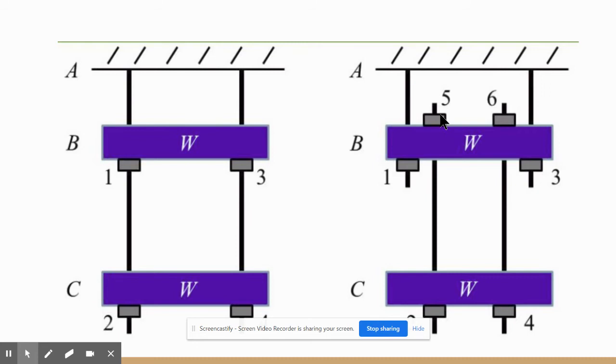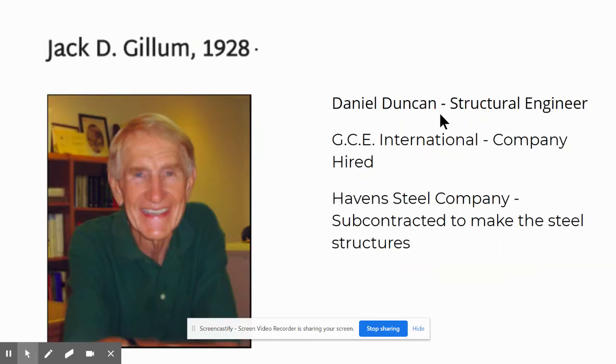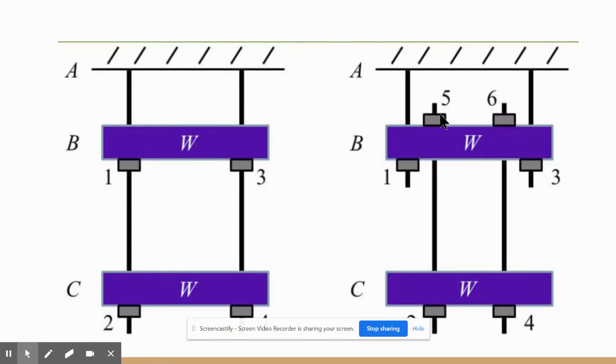And him and, what was his name? The other guy's name, Daniel, had signed off on this design. However, the steel company decided, based on the threading, that it was too hard to manufacture that long of a beam. So basically, that beam goes all the way through in the picture on the left.